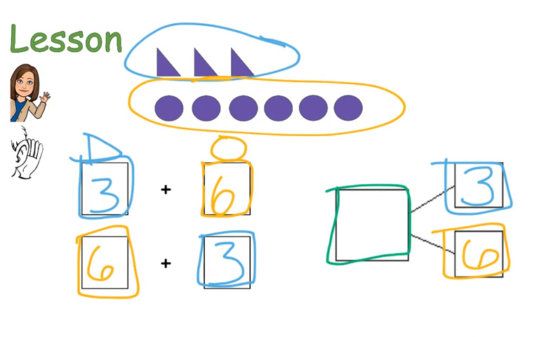Should I start counting at 6 or at 3? What number should I start counting from? You could do either, but it's faster if you start off at 6 because it's the bigger number. So 6, 7, 8, 9. Did you get 9 as your answer? Great.